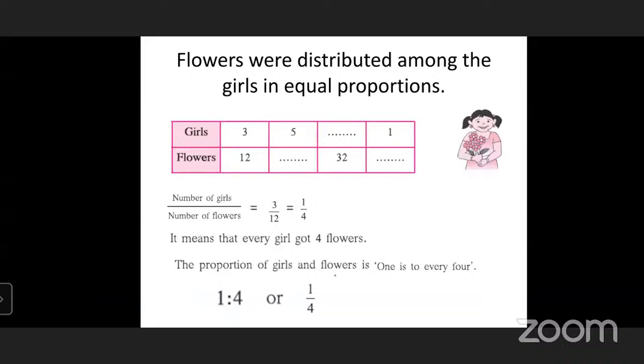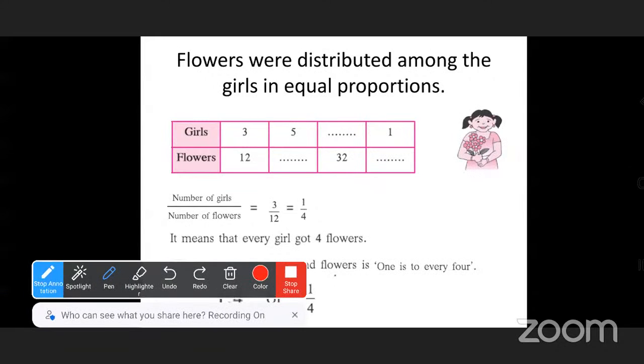Now you all tell me, if one girl receives 4 flowers, how much will 2 girls receive? If one girl receives 4 flowers, 2 girls will receive how many flowers? 4 twos are 8. 8. 3 girls will receive how many flowers?